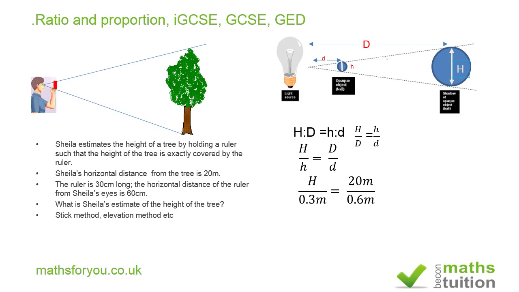So now, if we put in some numbers, capital H divided by 0.3 meters, 0.3 being the height of the ruler, is equal to 20 meters, which is the distance from the tree to where Sheila is standing, divided by 0.6 meters, which is the distance from the ruler to Sheila's eyes. So H then becomes 20 times 0.3 divided by 0.6, and it gives us an H value of 10 meters. So the height of the tree is now 10 meters.